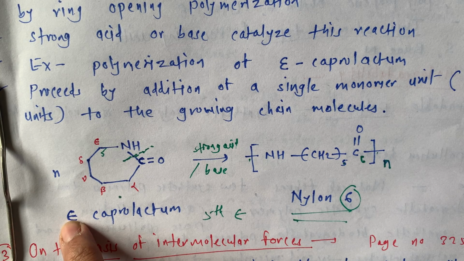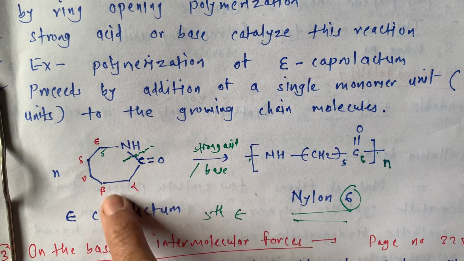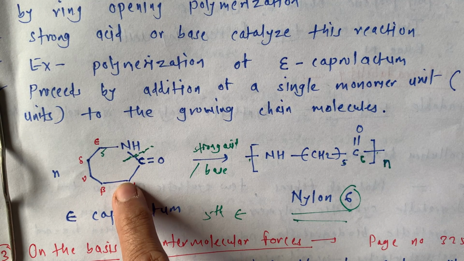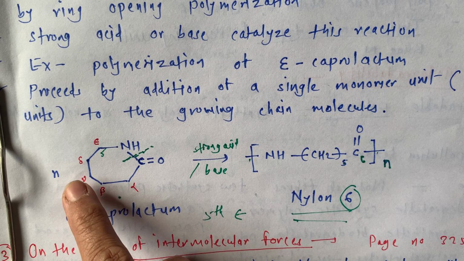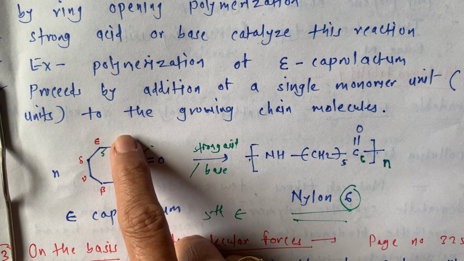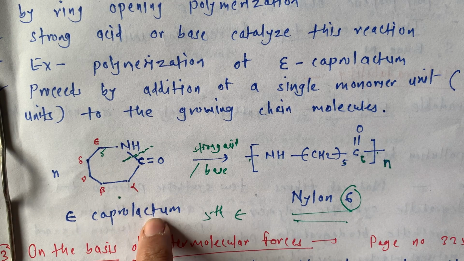Epsilon is the fifth letter in Greek, and in chemistry, when there is a functional group, the next carbon to this functional group is alpha, then beta, then gamma, then delta, and then epsilon. On this epsilon, here it is the NH and then CO. So this is our epsilon caprolactam.